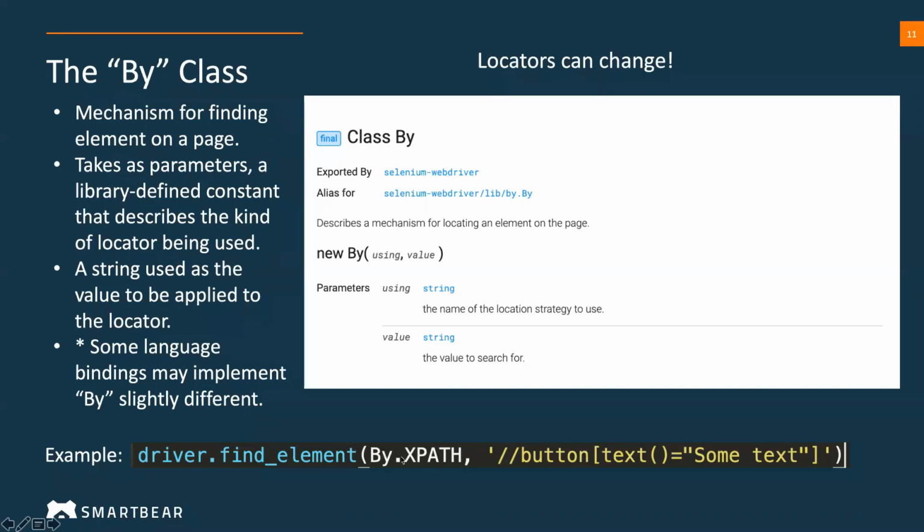It'll take a locator strategy, I'm sorry, in which case this is XPath, and that's that constant I'm talking about. It also takes a string, which is going to represent the actual value of that locator. So this would be the literal XPath that you could find that element in the browser with. And it could be a string. It could also be a pattern. Some language bindings may implement it slightly differently, but generally speaking, it should be about that. And it doesn't differ too much.